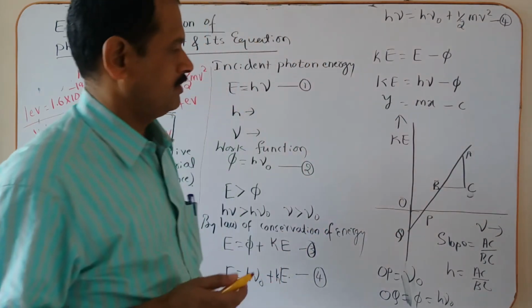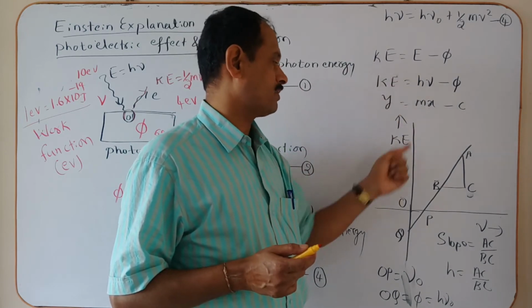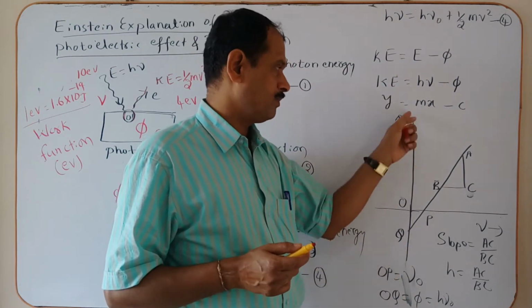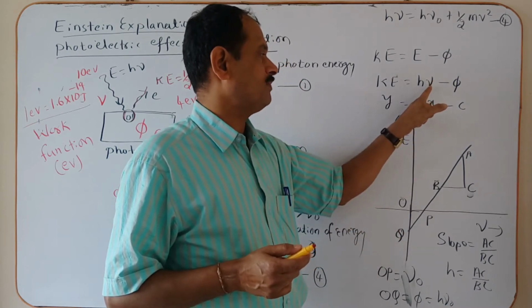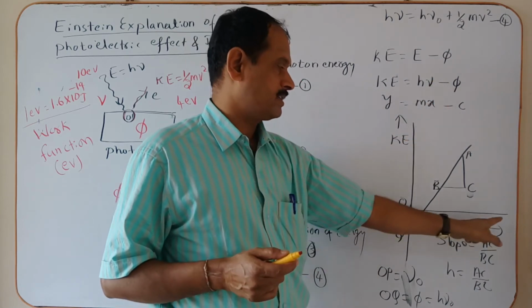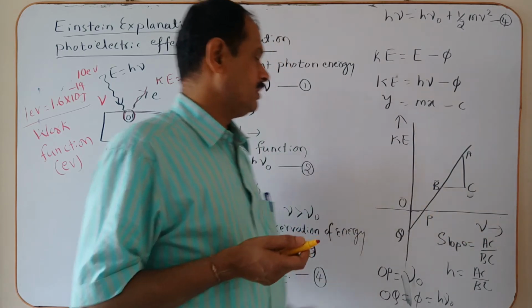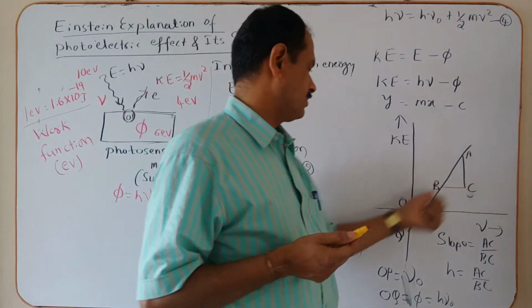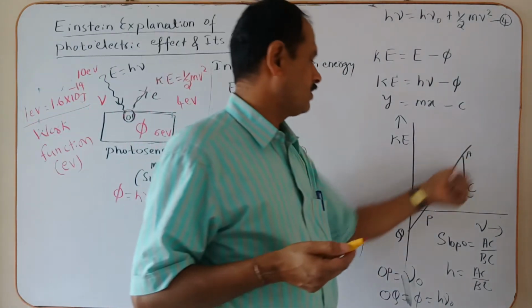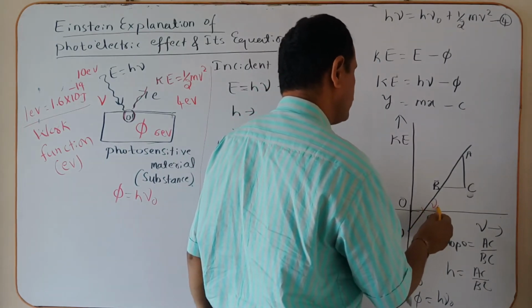Now you draw the graph. You draw the graph of the kinetic energy of the photoelectrons along the y-axis and the incident photon frequency along the x-axis. Now you obtain this line. This is the nu naught frequency.